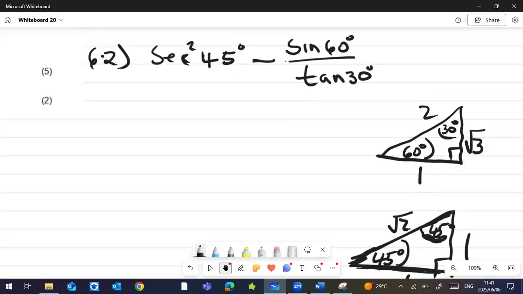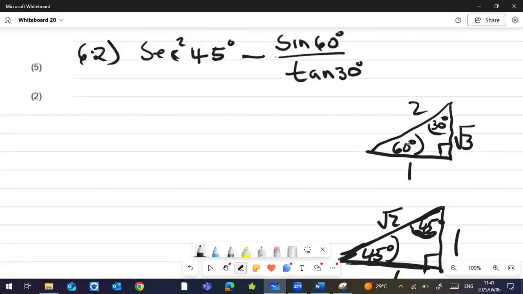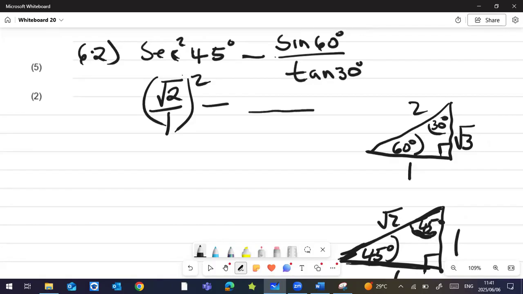Now let me replace: secant squared of 45 will be square root 2 over 1, and remember it is all squared, minus, now look at the triangle of 60, sine of 60.